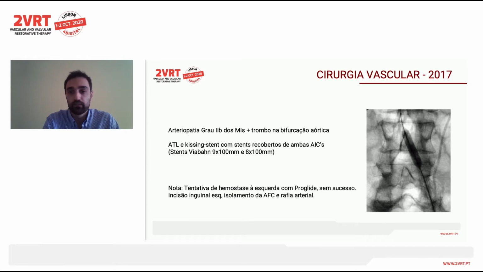He had been submitted, 2 years prior to the TAVI procedure, to a percutaneous procedure by vascular surgery with covered stent implantation in both common iliac arteries, 2 Viabahn stents, and the hemostasis on the left side was not so good, with the failure of the ProGlide system at that time and the need of surgical debridement and direct suture of the arterial wall.